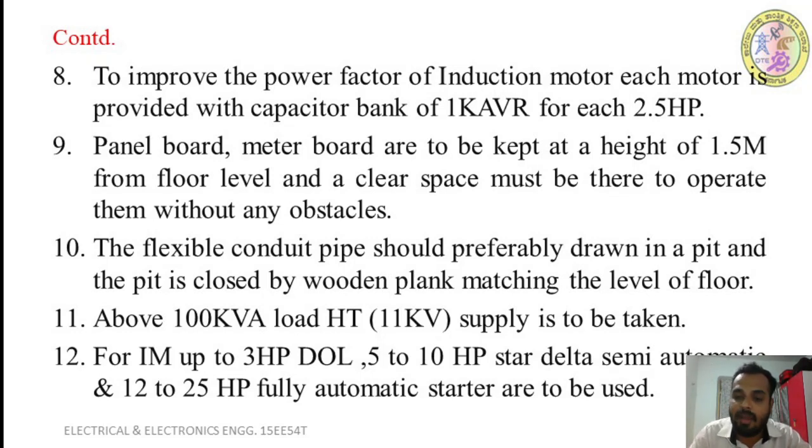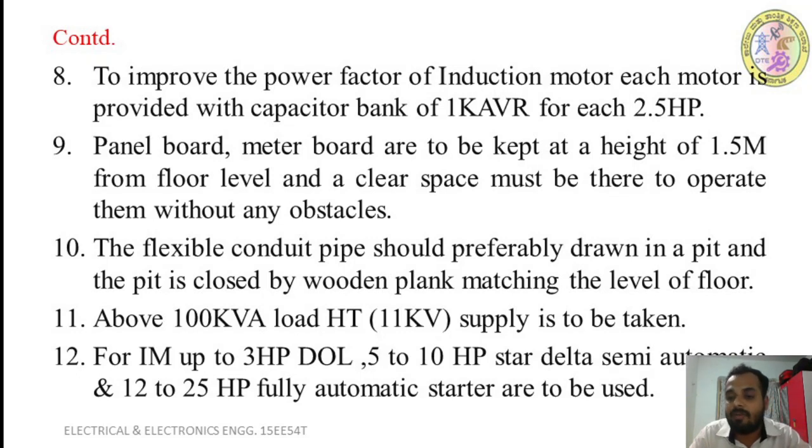Like that we have to match the floor level. So that is one. Next, above 100 kVA load, HT supply, that is 11 kV supply, is to be taken. It means if the total workshop load or total factory load exceeds 100 kVA, then we have to take the 11 kV supply.